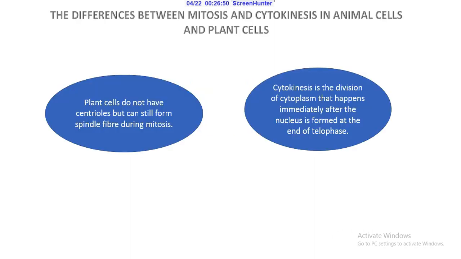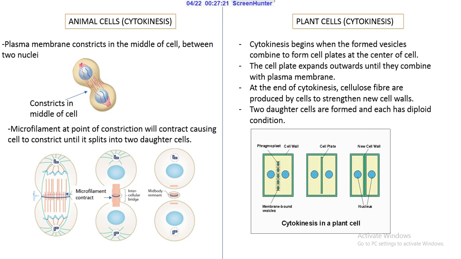So next we will look at the differences between mitosis and cytokinesis in animal cells and also plant cells. So first, plant cells do not have centrioles, but they can form spindle fibers during mitosis. And cytokinesis is the division of the cytoplasm that happens immediately after the nucleus is formed at the end of telophase. So after telophase, cytokinesis will happen to divide the cytoplasm, making two daughter cells.